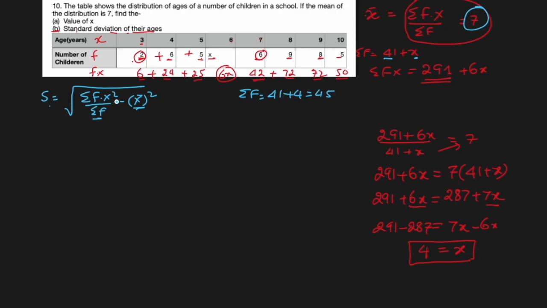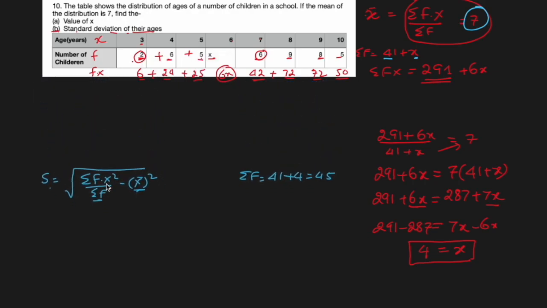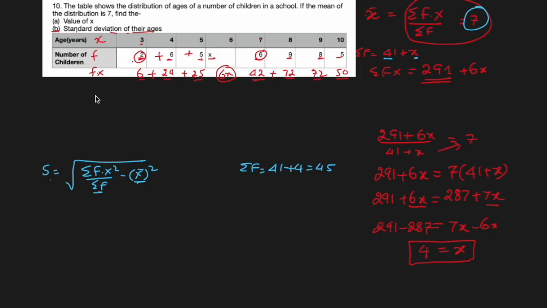The only thing left is sigma fx square. I made some space and still I used it up. Let me put it down. So I need another row here, where first I will put x square and then fx square. I will square each age. 3 is here, so I will write 9. 4 square is 16. 5 square is 25. 36, 49, 64, 81 and 100.